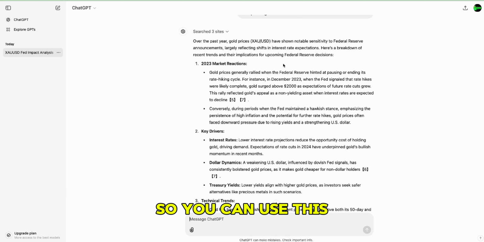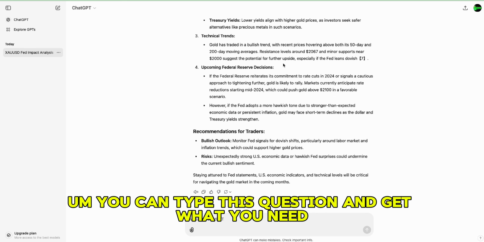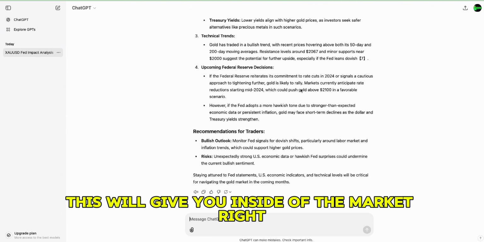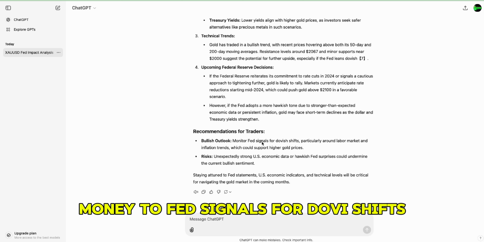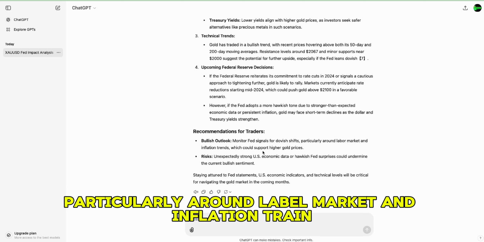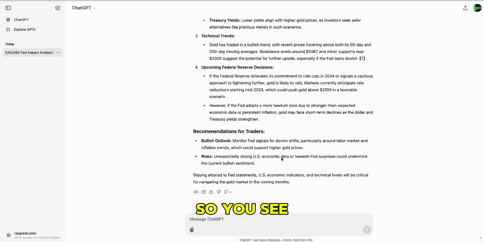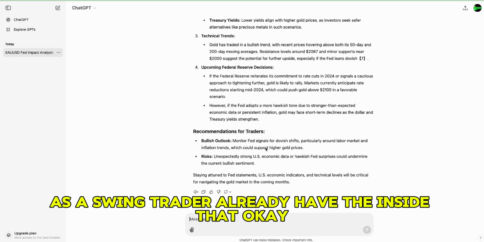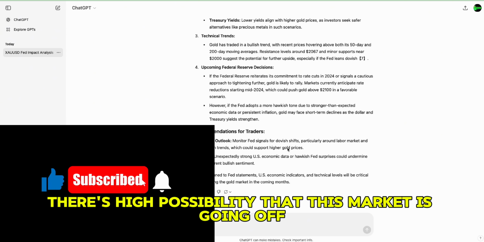So you can use this. You can type this question and get what you need. This will give you insight of the market, right? So look at its recommendation. It said bullish outlook. Monitor Fed signals for dovish shifts, particularly around labor market and inflation trends, which could support higher gold prices. So you see, as a swing trader, I already have the insight that okay, there is higher possibility that this market is going up.